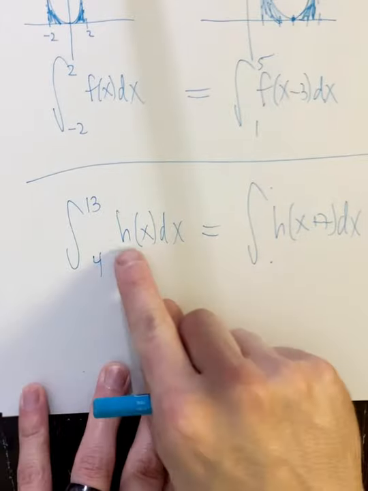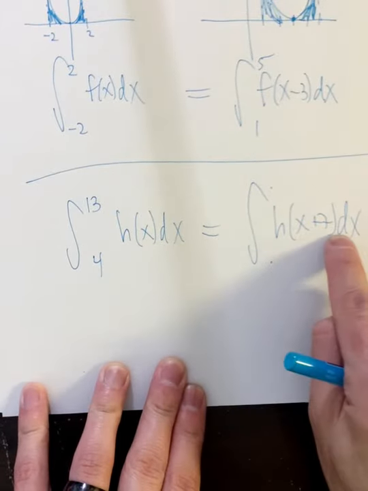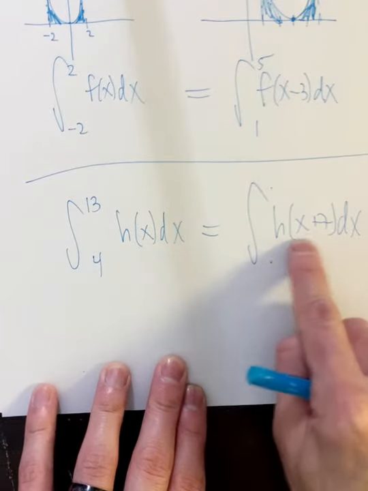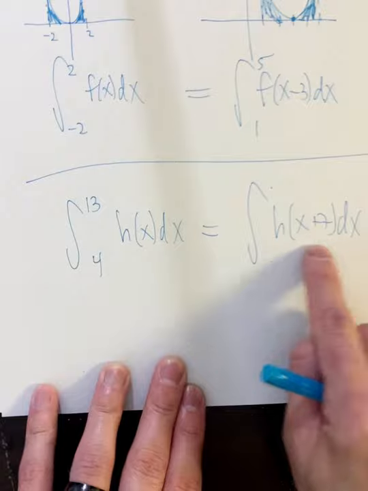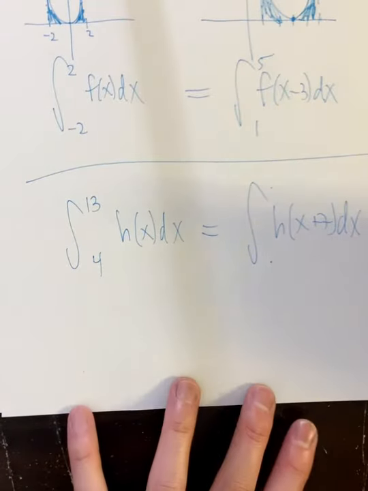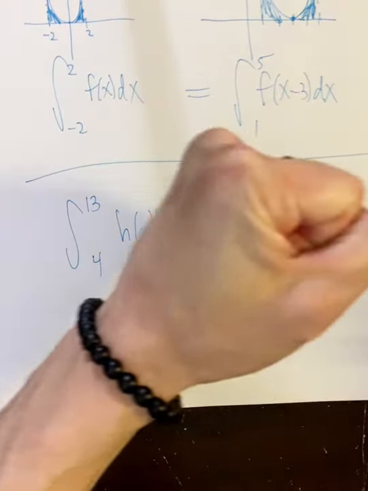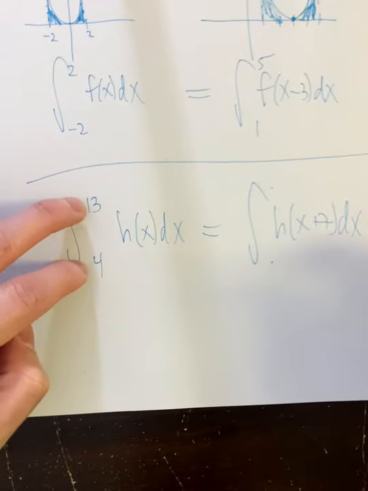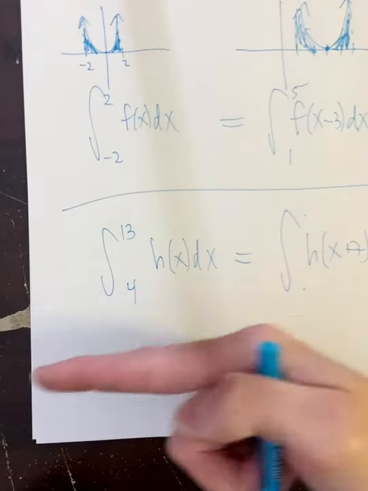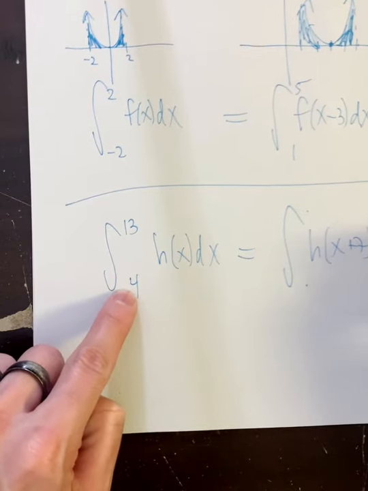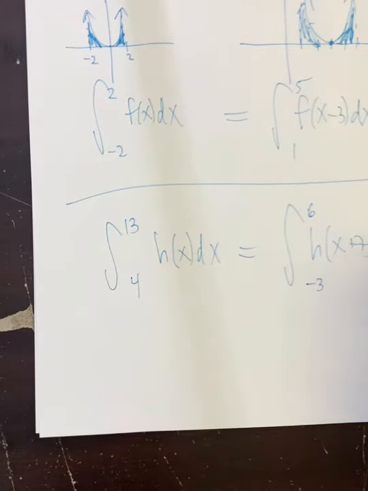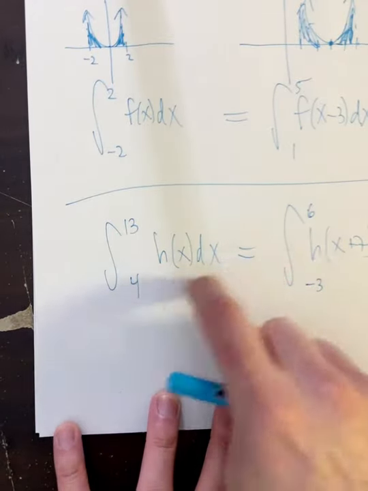Well, let's see. How does this graph compare to this graph? This is the original. I don't know where it is, but that's the original. This one compared to that one has been pulled 7 spaces to the left. So if you've moved everything 7 spaces to the left, you also have to move these limits 7 spaces to the left. So let's subtract 7 from here. Subtract 7 to get -3. Subtract 7 to get 6. So these here represent the same number.